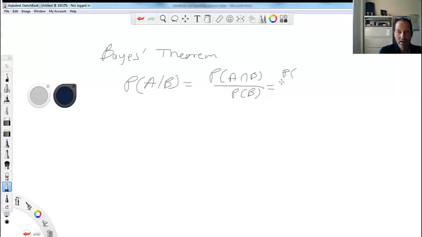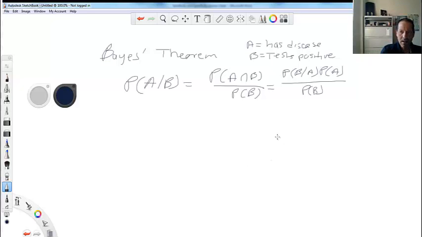So this numerator, you can expand it to equal, again staying consistent, the probability of B given A times the probability of A, divided by the probability of B. So this would be the probability that one tests positive given one has the disease, multiplied by the probability that one actually has the disease. So let's just say A is has disease, B is equal to test positive.